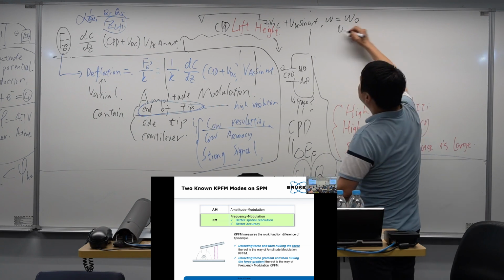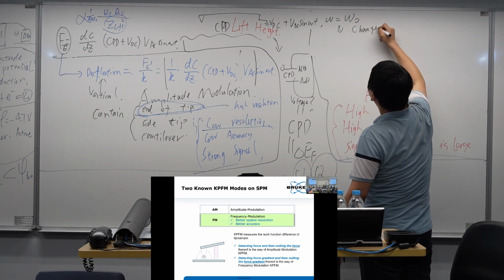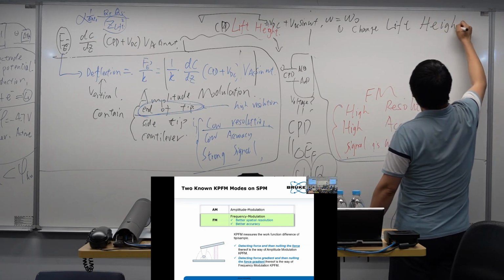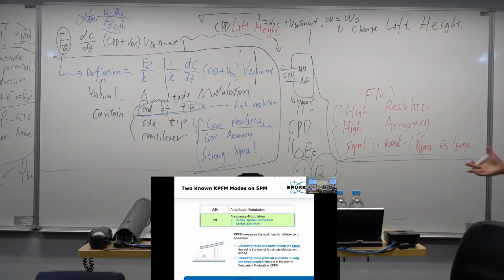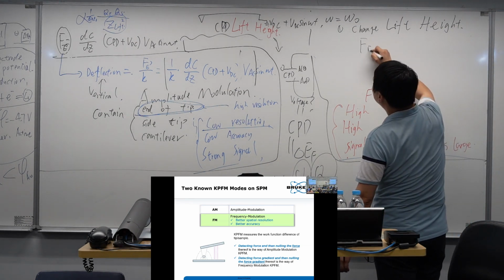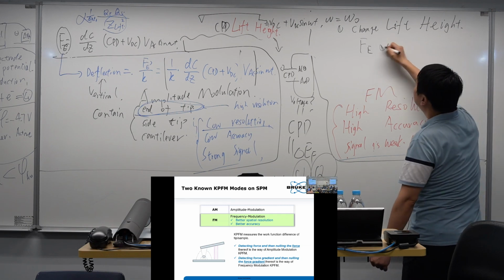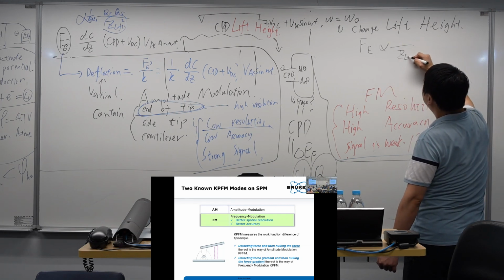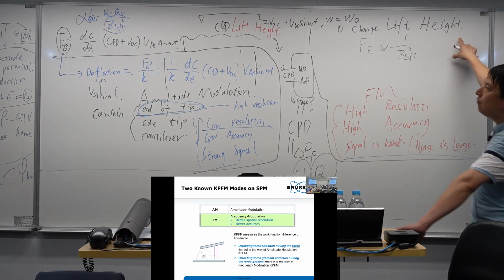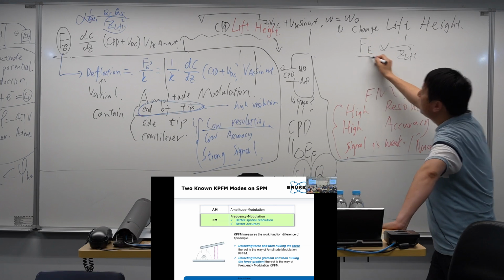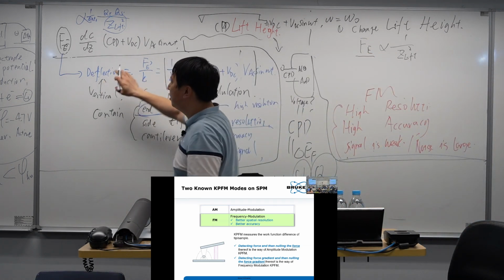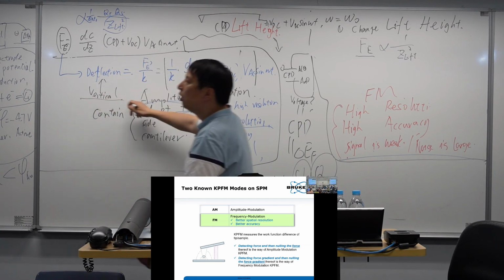So once we change the lift height, what do we change? We change definitely the force. The force is proportional to Z lift squared, right? So if we change the lift height, we will definitely change the force. We change the force, we change the deflection, we change the vertical.